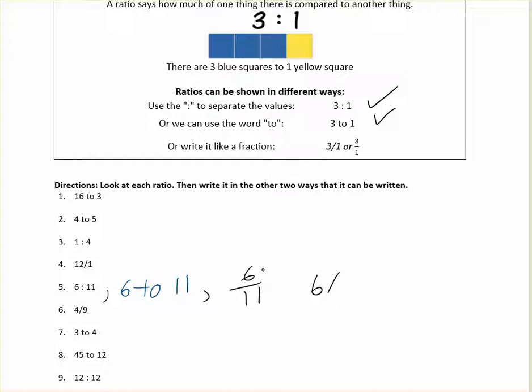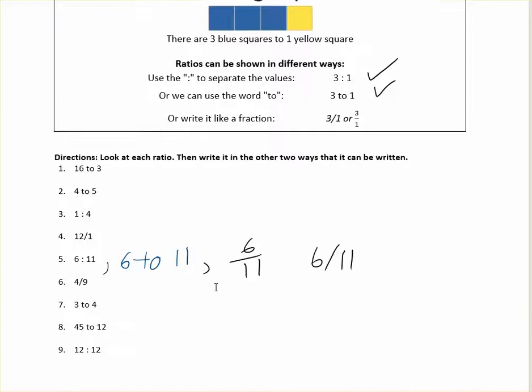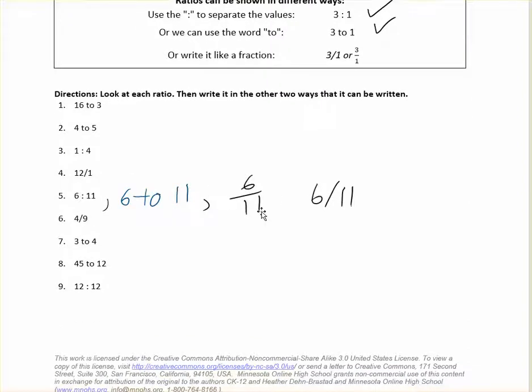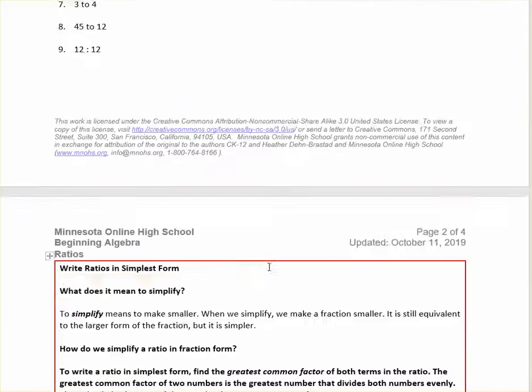And if you're typing, of course, you can use that backslash key. 6 over 11 means the same thing. So there will be 2 answers for each of these. I wrote 3, but I was just showing the 2 ways to write a fraction.